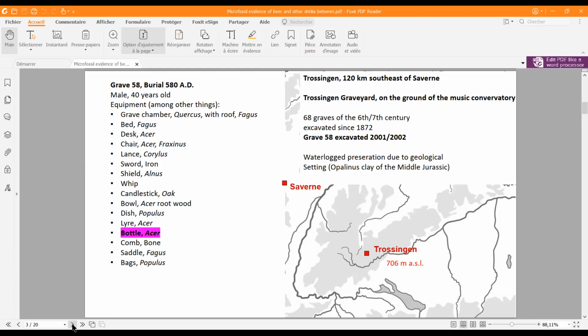This grave 58 was very rich. It was a burial of a male. He died at an age of about 40, and he had a very, very complete equipment. There is one item I have highlighted, and I will come back to it: a bottle of ether wood. Next, please.